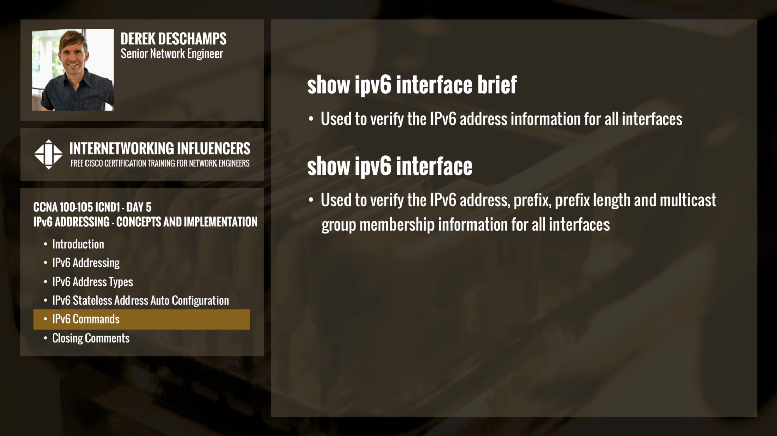The show ipv6 interface brief command is used to verify the IPv6 address information for all interfaces, while the show ipv6 interface command is used to verify the IPv6 address, prefix, prefix length, and multicast group membership information for all interfaces.